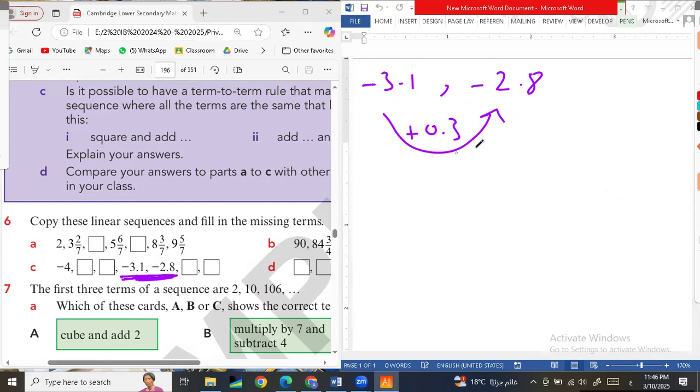Because the number got bigger. It's not that the number got smaller. So we're not dealing with positive numbers. We're dealing with negative numbers. So the number got bigger. So definitely I'm adding. Adding what? Mentally, it's 0.3. I cannot do it mentally.